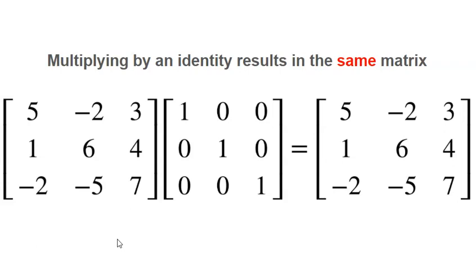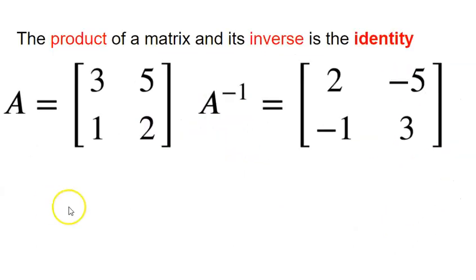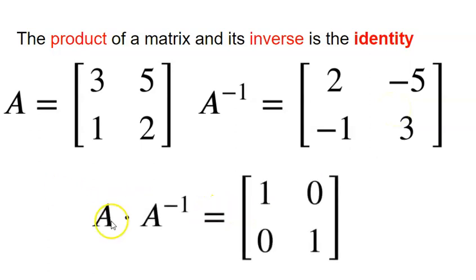Well, we use an identity matrix to figure out if two matrices are inverses of each other. Notice here we have a 3 by 3 multiplied by its identity. We get the same output. So why is that important? Well, the product of a matrix and its inverse will give you the identity. So notice here we have A inverse A, and the identity matrix 1, 0, 0, 1 is the output.